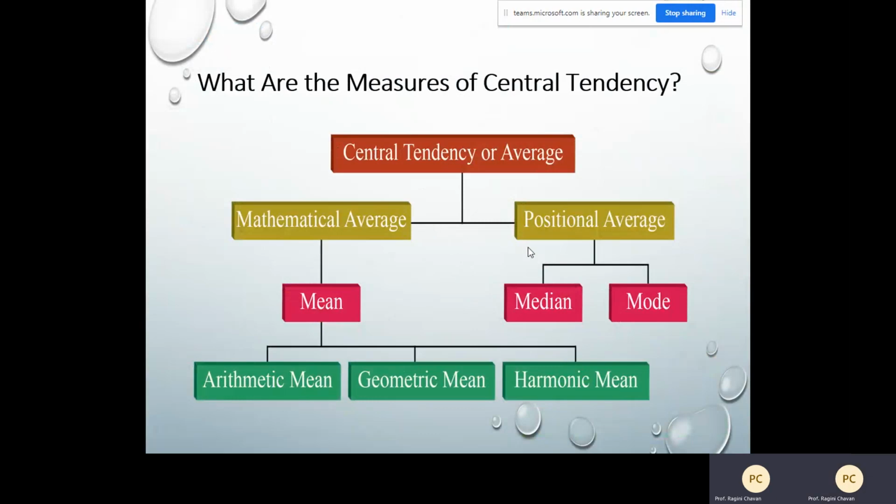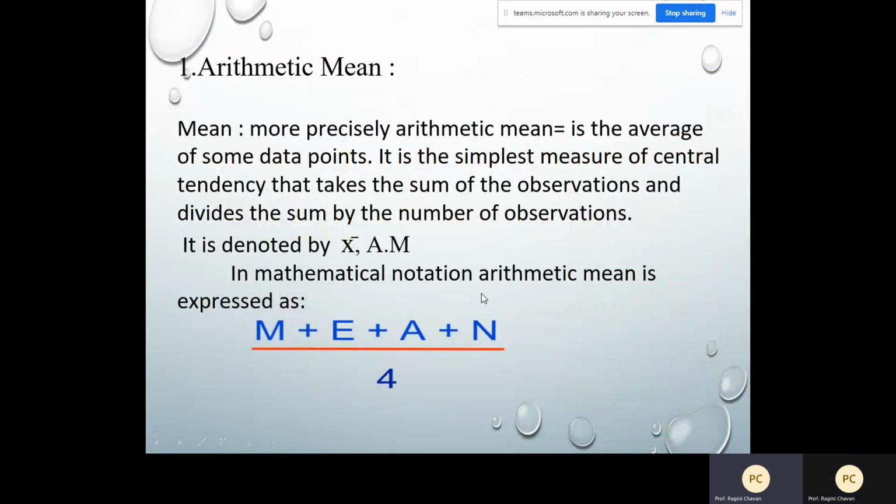Now, which are the measures of central tendency? We can see that measures of central tendency are available in two different kinds. One is mathematical average and another one is positional average. In mathematical average, we have arithmetic mean, geometric mean, and harmonic mean. And in positional average, we have median and mode. So let us start one by one.